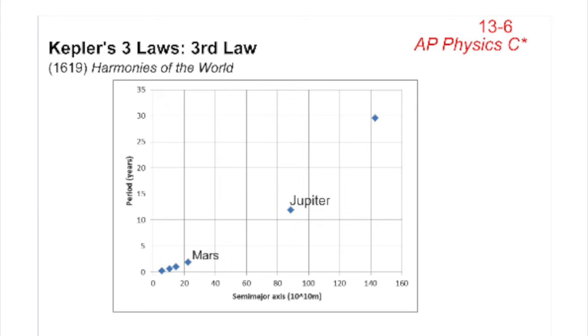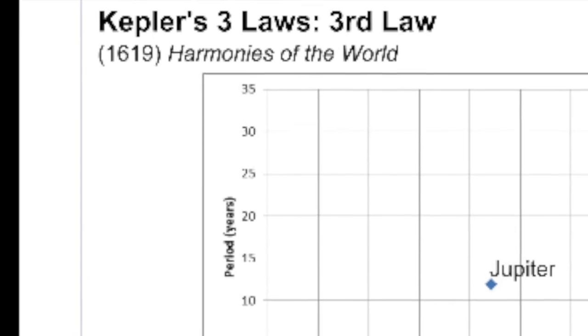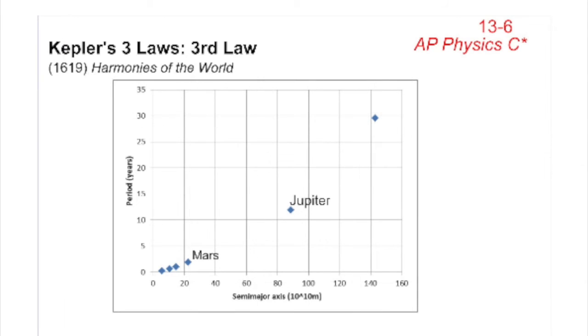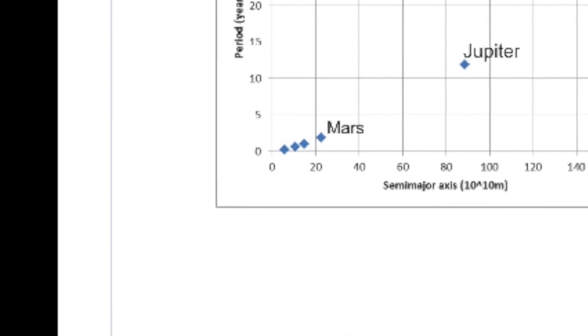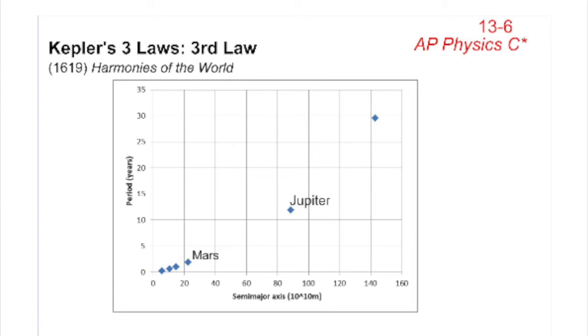Basically, he had these observations about the period of time that it took various planets to go around the sun once, and the distance that each of those planets was from the sun, but really the semi-major axis, meaning the distance from the center of the ellipse to the long end of the ellipse.